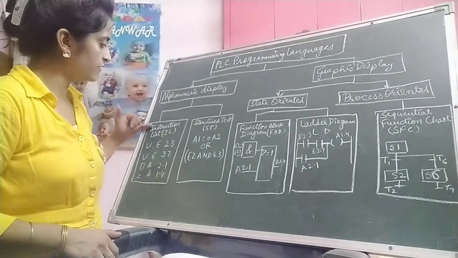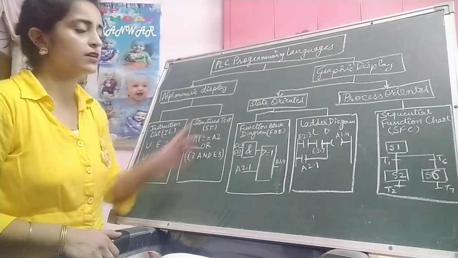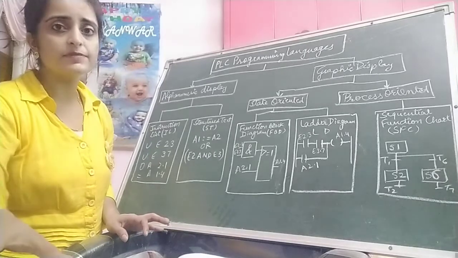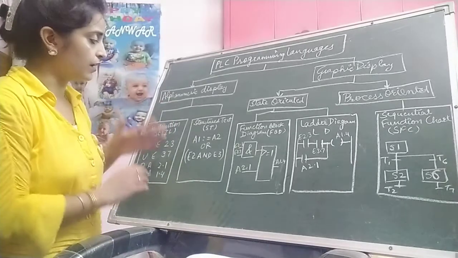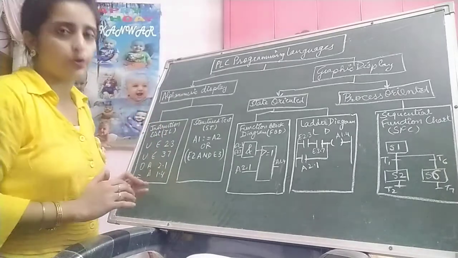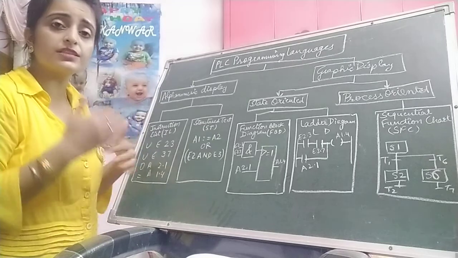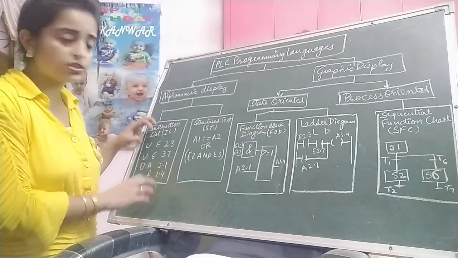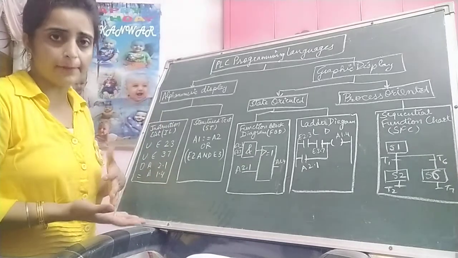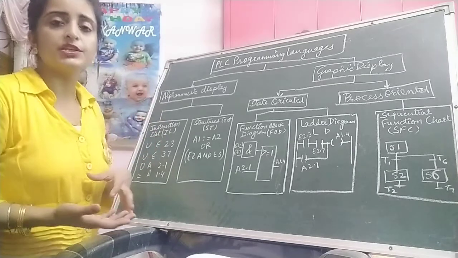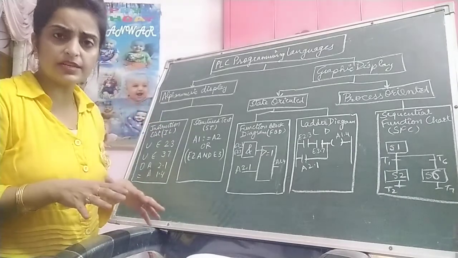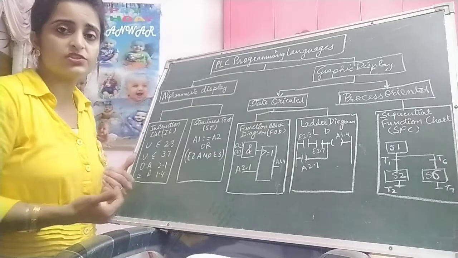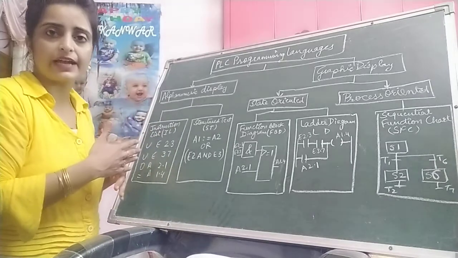In the alphanumeric display, the first one is the instruction list and the second one is the structured text. When we talk about the instruction list, as the name suggests, it is a low level textual language. Since it is an instruction list, we will be using instructions, and the programming will be done like instructions. It needs the minimum memory space and has the fastest execution, as it is in the form of a list of instructions given inside the programming language.